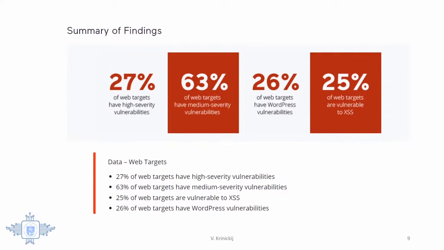Of course, XSS is the most common one. 27% were in high severity. 63% out of those were in medium. 10% were low, and out of 126 was WordPress, and 25 from 100 was especially the XSS part of vulnerabilities.